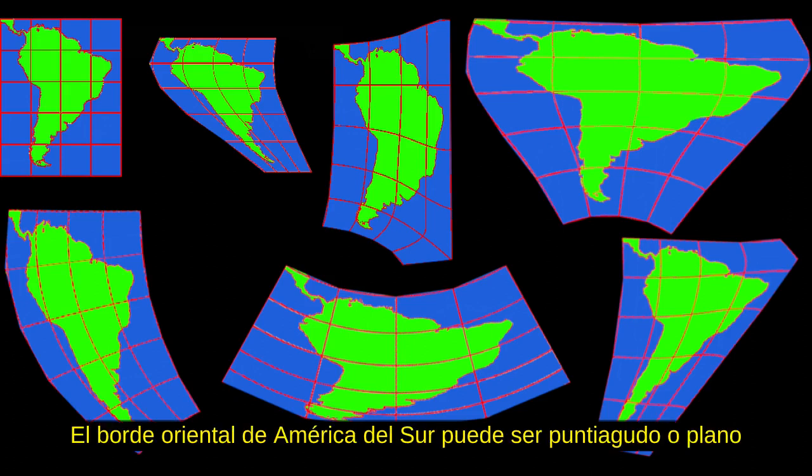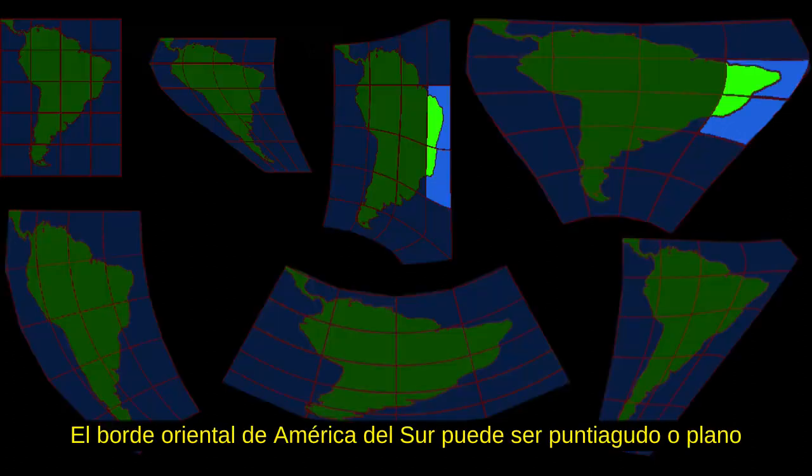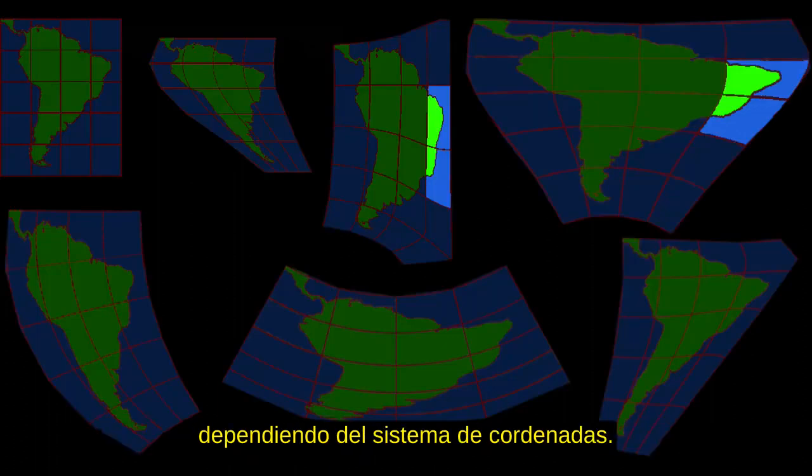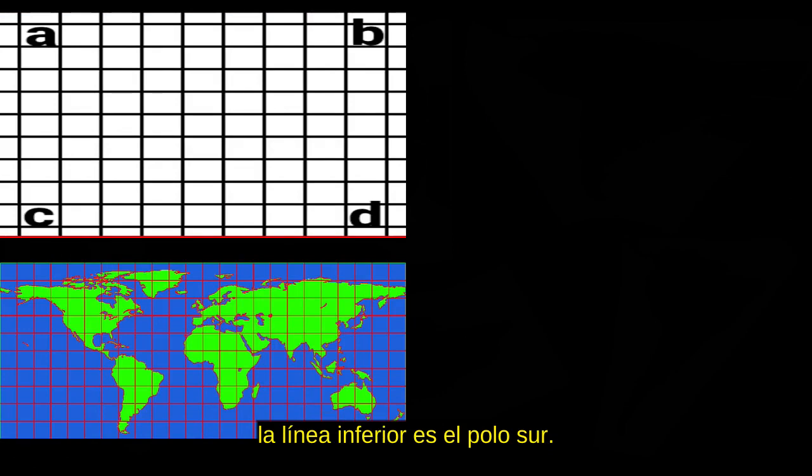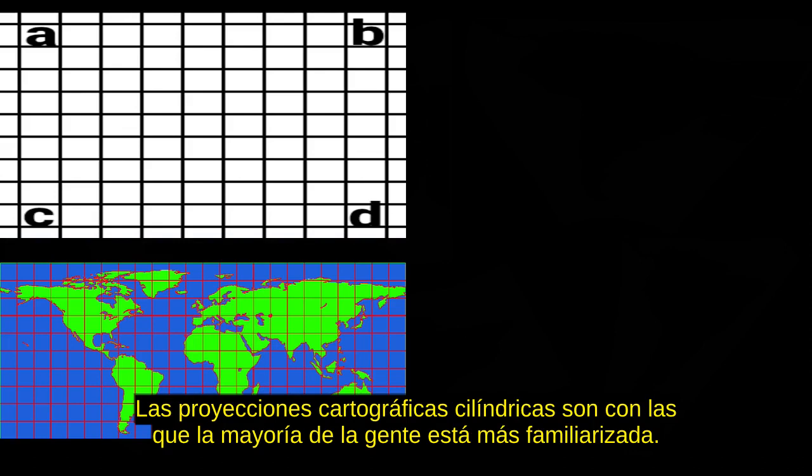The eastern edge of South America can be either pointed or flat, depending on the coordinate system. On the left is a cylindrical coordinate system, where the top line is the North Pole and the bottom line is the South Pole. Cylindrical map projections are the ones most people are most familiar with.